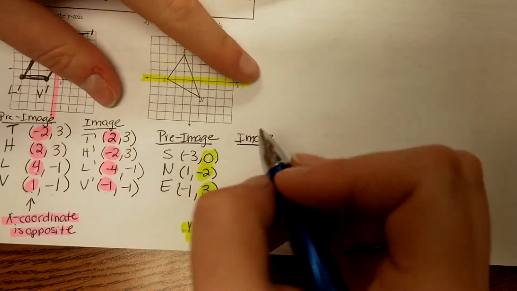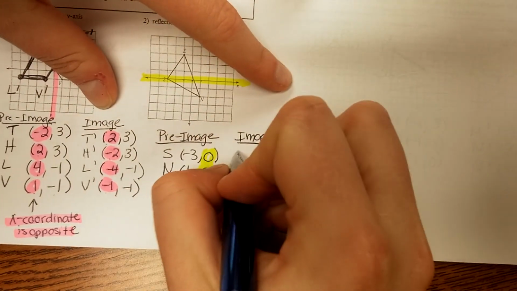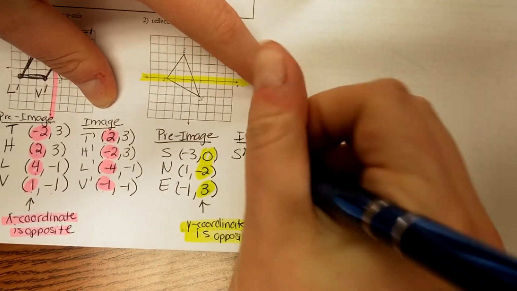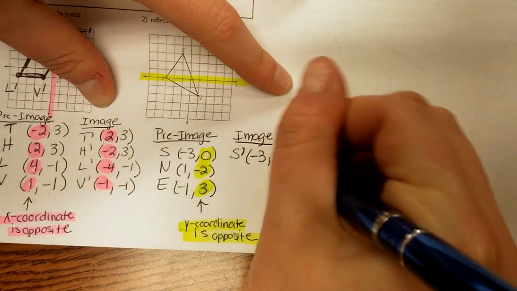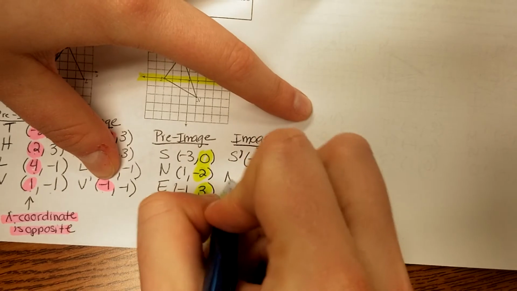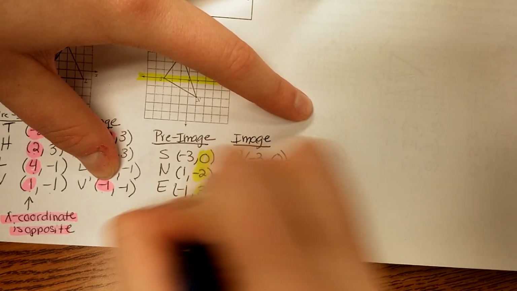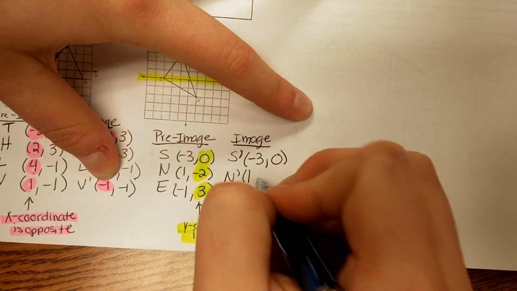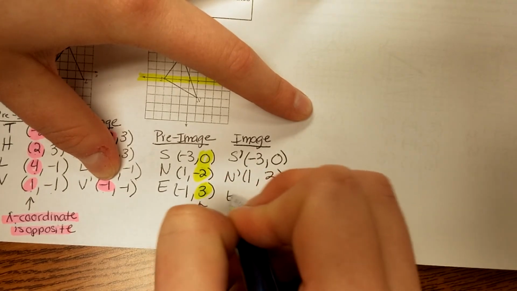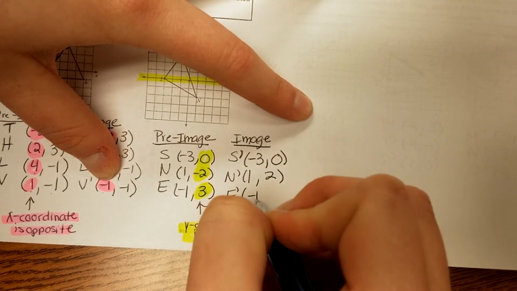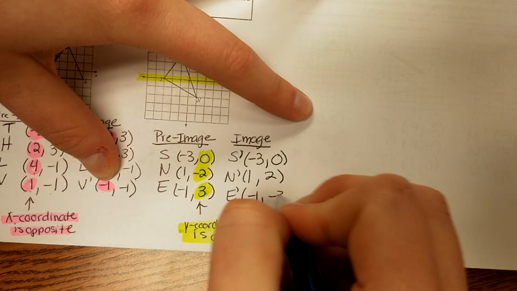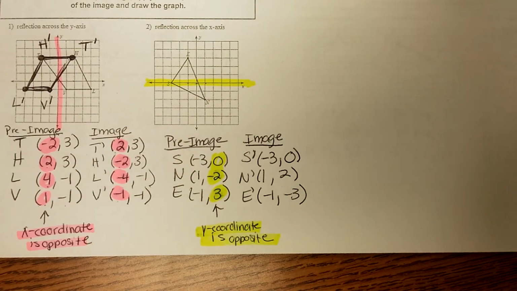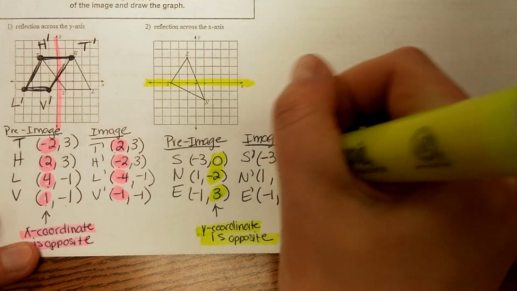So I keep all my x-coordinates the same. S prime is going to be -3, 0. The opposite of 0 is just 0, so that one's not changing. N prime, keep 1, and -2 becomes +2. And then for E prime, keeping -1, and +3 opposite is -3. So again, all of my y-coordinates are now opposite.